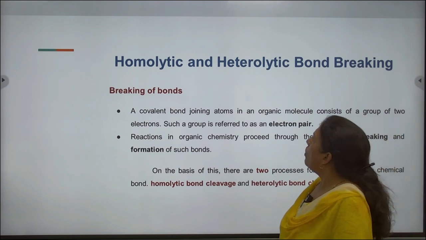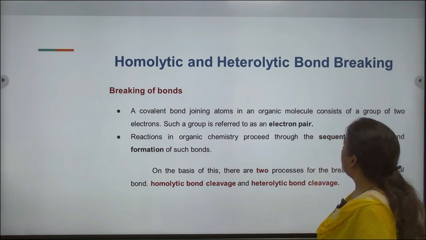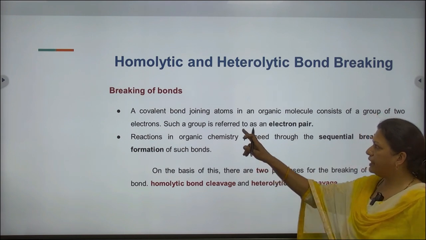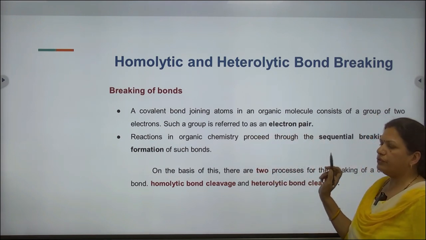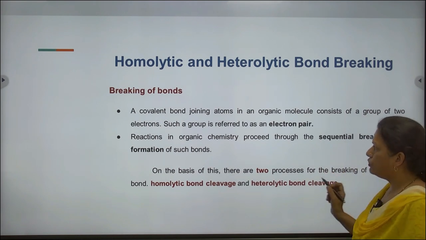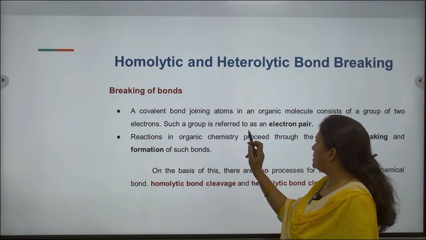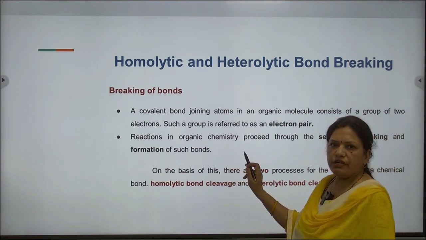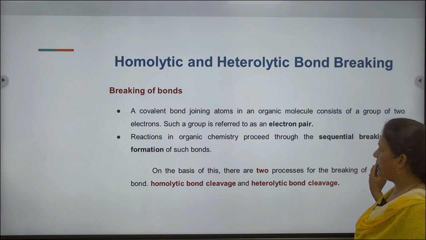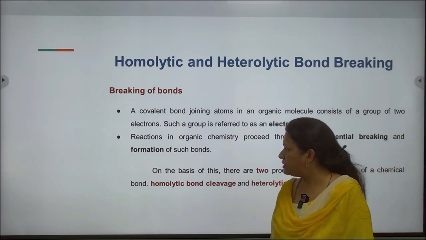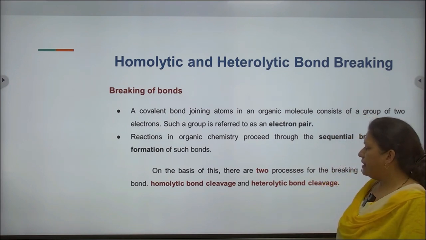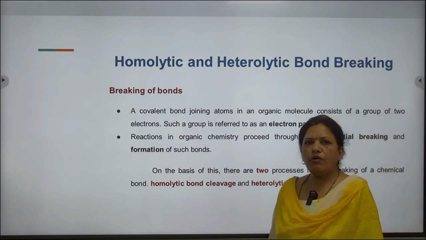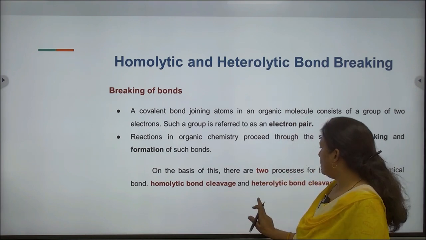Now, homolytic and heterolytic bond breaking. Breaking of a bond: a covalent bond joining atoms in an organic molecule consists of a group of two electrons. Such a group is referred to as an electron pair. Reactions in organic chemistry proceed through the sequential breaking and formation of such bonds. On the basis of this, there are two processes for the breaking of a chemical bond: homolytic bond cleavage and heterolytic bond cleavage.